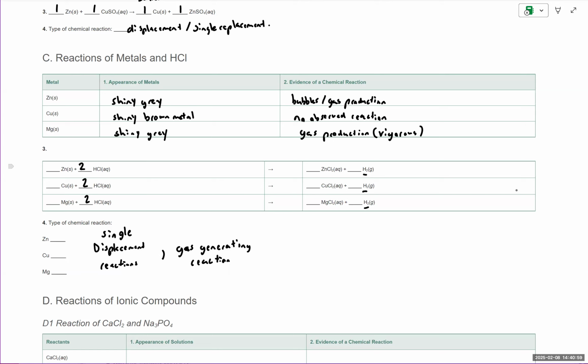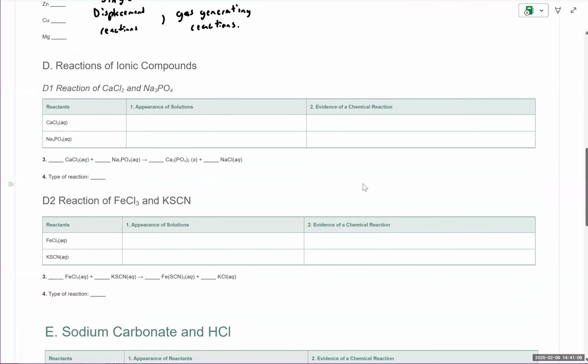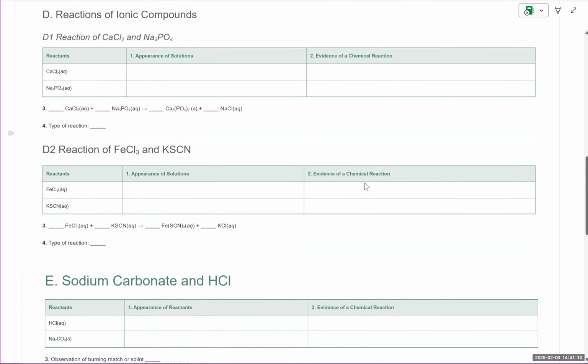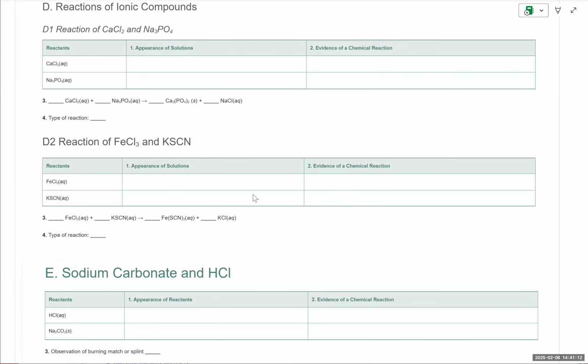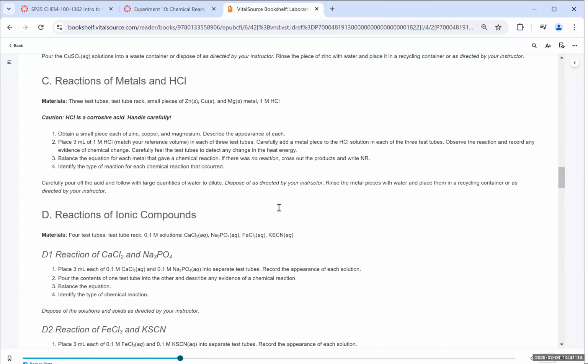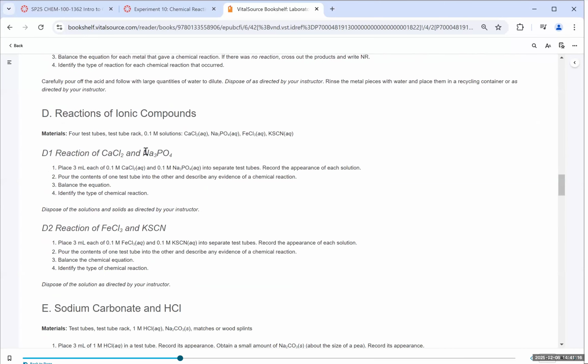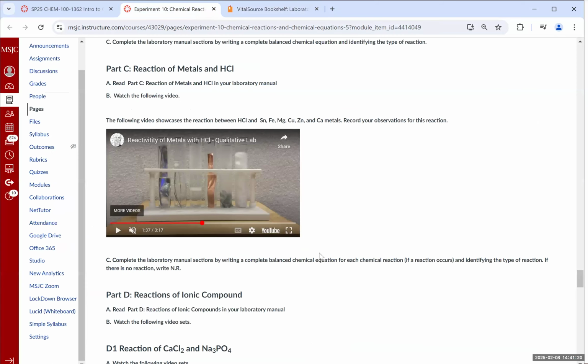Because they are, in fact, generating gas. Okay, let's move on to part D, reactions of ionic compounds. So here, we're going to look at a few more reactions. For the first one, we're mixing calcium chloride and sodium phosphate.